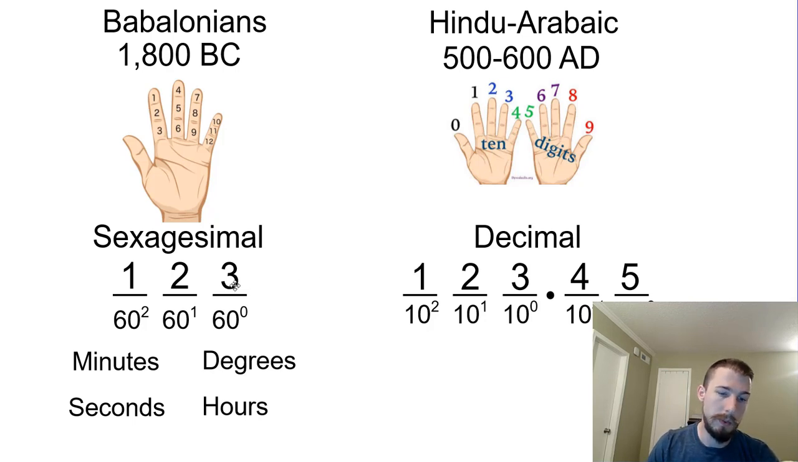So the first position in the decimal system is the ones. So this is 10 to the 0th power, which is ones, okay? So that would be just 3. And then over here we have 10 to the first power, which is the tens position. So this would be 23. And then here we have 10 to the second power, which is the 100th position. So that would be 123. Of course, you know how to read this. This is what we use natively.